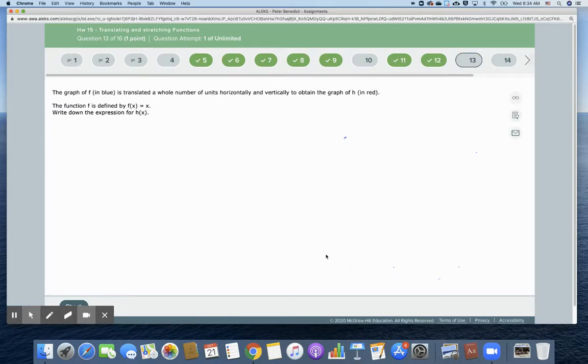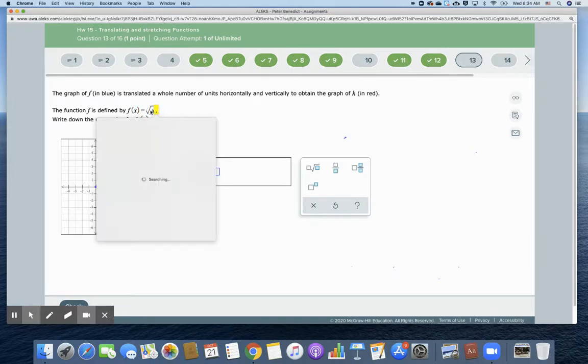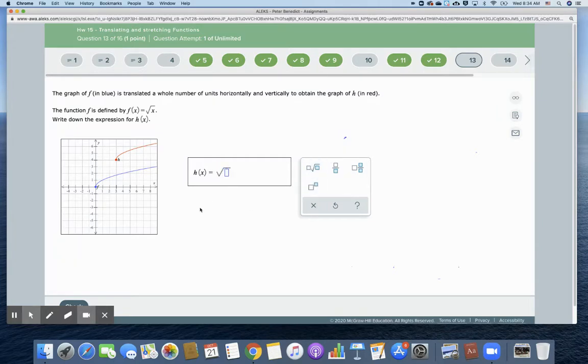Let's see if we got any more funky ones. Square root of x, right? And if you're wondering, you can see it right there. Okay. So I'm just going to use this square root sign right here. And then it's to the right 3. So x minus 3. And then I move outside the function and say plus 4.